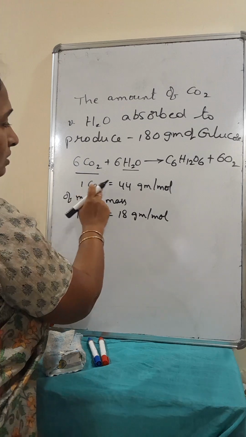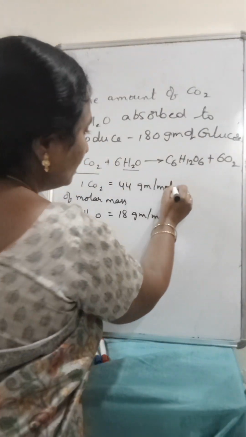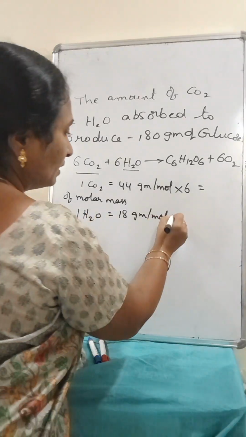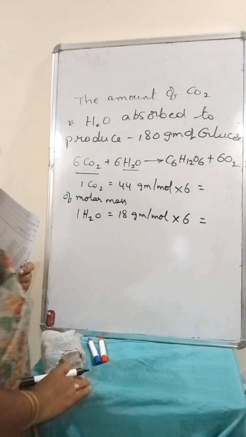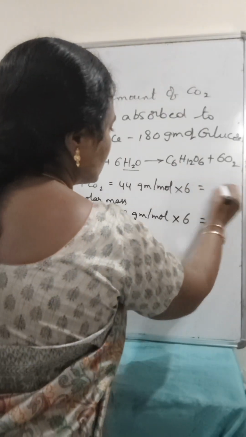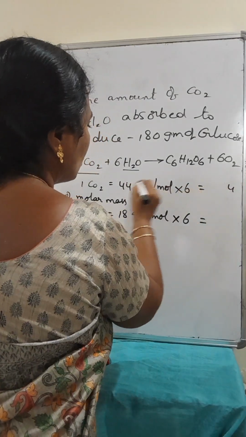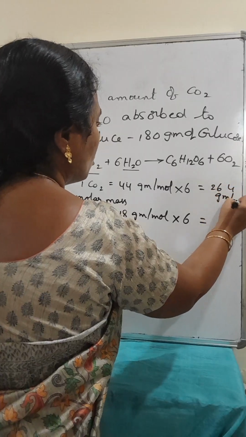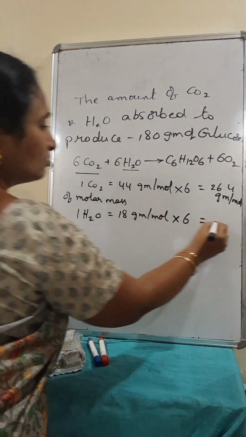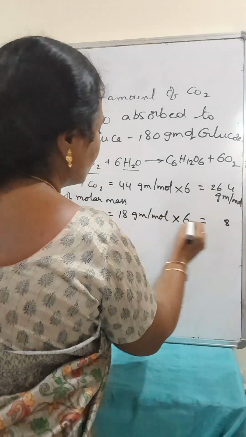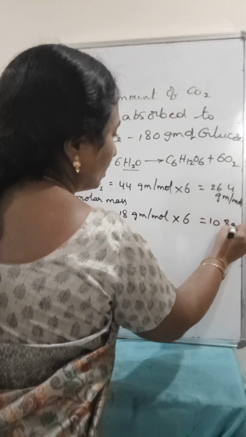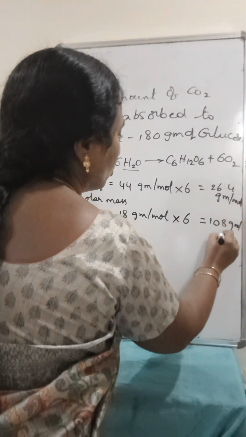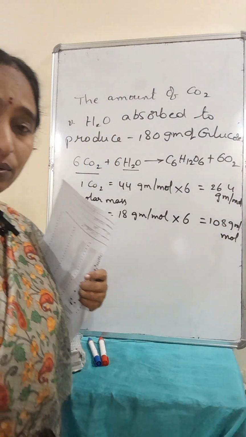Now we have to multiply according to the equation. 1 CO2 is equal to 44 grams, so for 6 moles how much does it become? And for 1 water it is 18 grams, so for 6 water how much? 6 fours are 24, so 264 grams per mole. And 6 eights are 48, 6 ones are 6, plus 4 is 10, so 108 grams per mole.